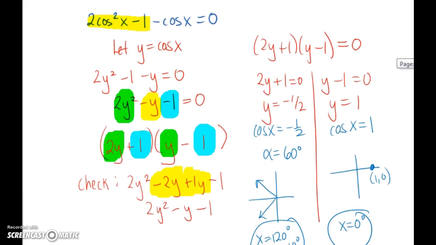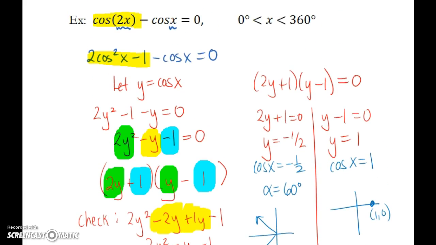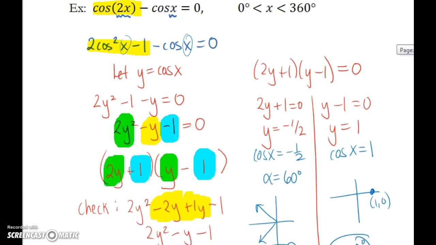The big idea again in this problem is making a substitution with one of your double angle formulas so that you have consistency in both your trig function and in your argument. And then you can solve like we've been solving quadratic trig equations in previous units.